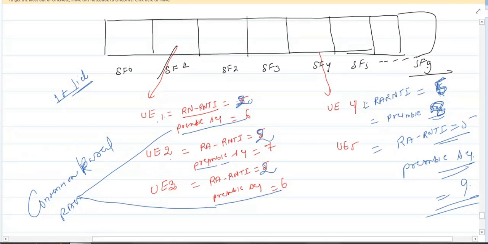Same story here. UE4, UE5 also have some preambles, suppose both UE preamble IDs are 8 and 9, non-contention, they will not collide. RA-RNTI, again 1 plus TID, TID value is 4, so 1 plus 4, that's RNTI value 5. So UE4 and UE5, both UE initiate the RACH at subframe 4, which means both UE will have the same RA-RNTI, that is the value 5.